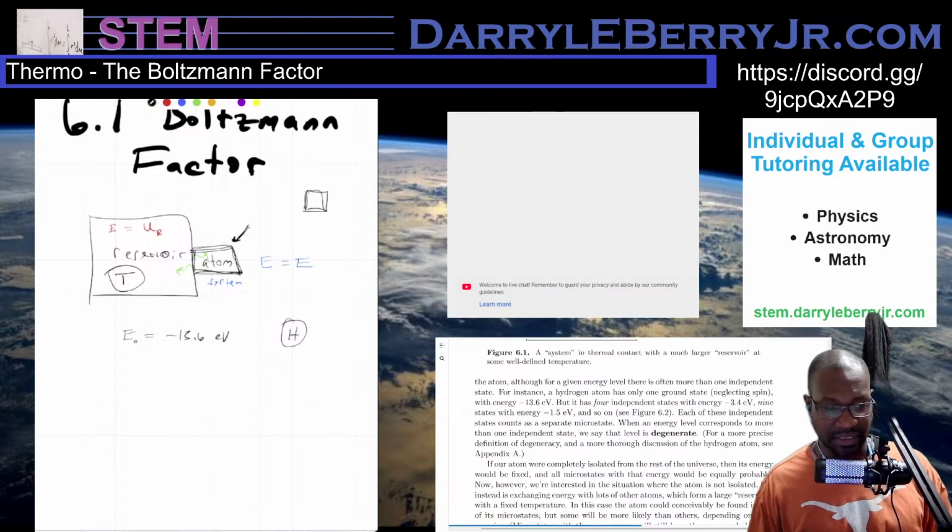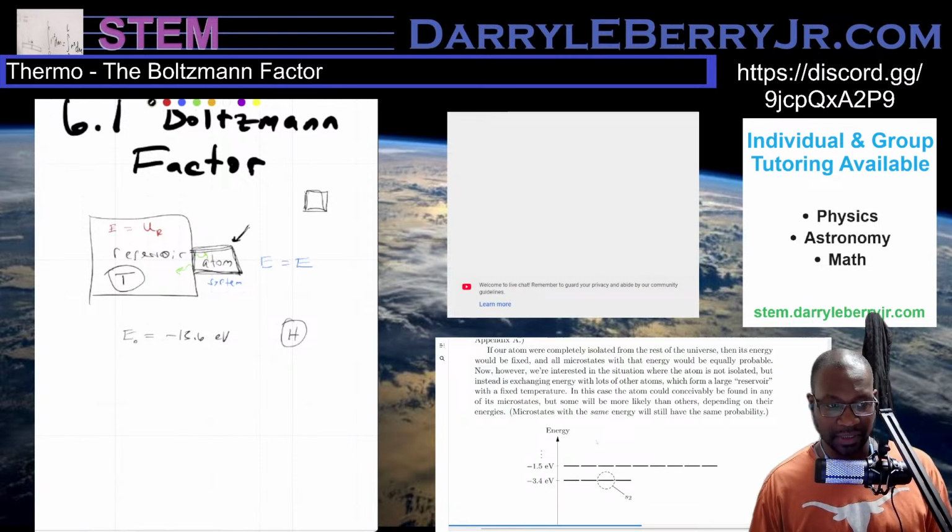Each of these independent states counts as a separate microstate. When the energy level corresponds to more than one independent state, we say that level is degenerate. For a more precise definition of degeneracy and a more thorough discussion of the hydrogen atom, see Appendix A. If our atom was completely isolated from the rest of the universe, then its energy would be fixed, and all microstates with that energy would be equally probable.